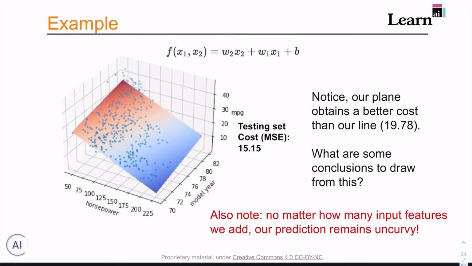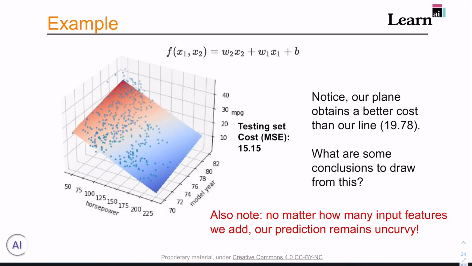And what we get is this nice plane here, look at that, that goes through all of our points, sort of wonky to visualize, but it's here. And the plane has basically learned, like the model's learned a W2, W1, and a B, right? Notice our plane obtains a better cost than our line. Our line was 19.78, this is 15.15, okay?